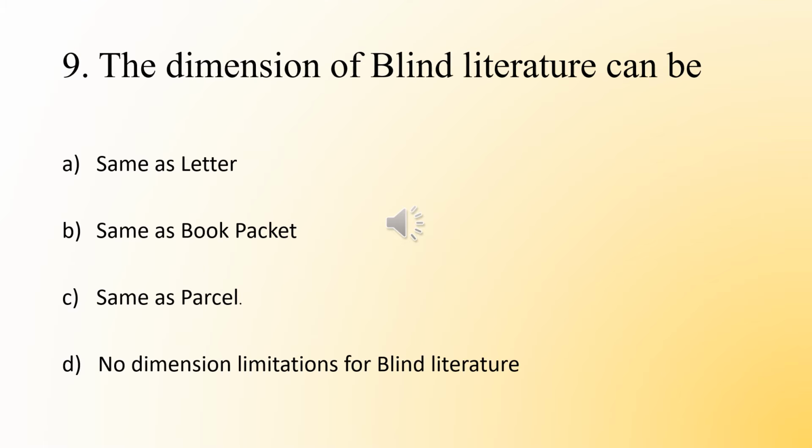Question number 9. The dimension of blind literature can be option A, same as letter, option B, same as book packet, option C, same as parcel, option D, no dimension limitation for blind literature. The correct answer is option B, same as book packets.